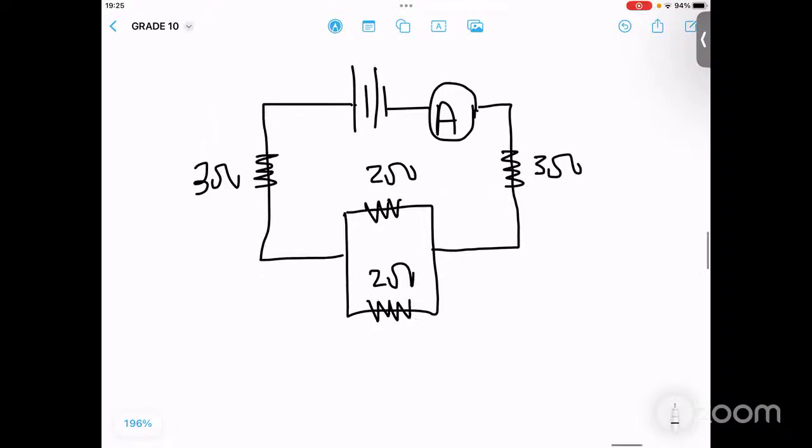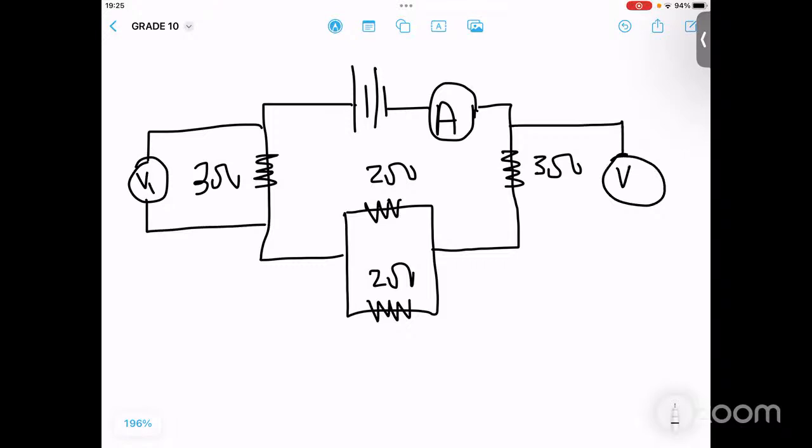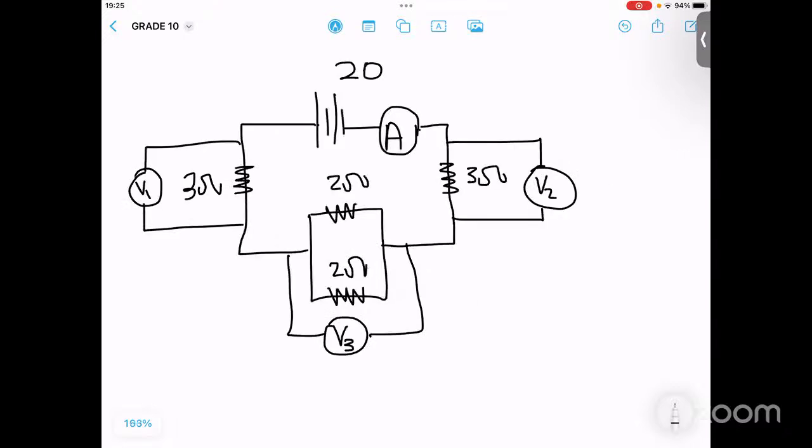In addition to that, let's have V1. So the questions will also be the same. Here, let's have our V2. Then there, let's connect our V3. And also here, let's say we have 20 volts. That is the power of that battery. And then now comes the questions. Question number 1.